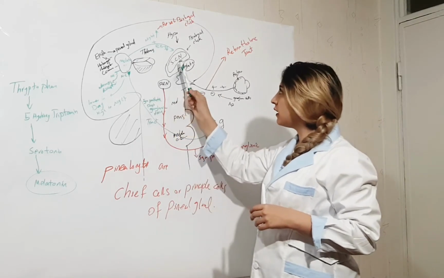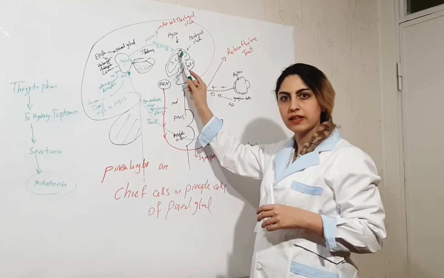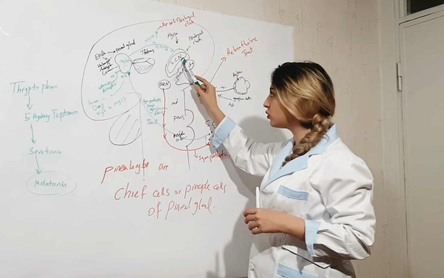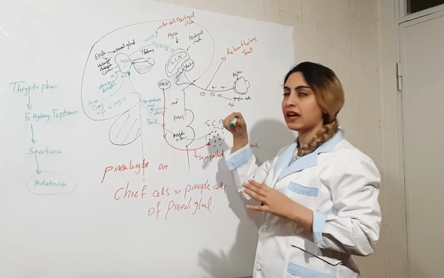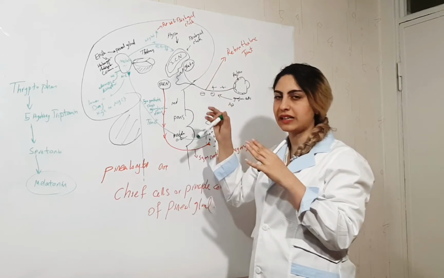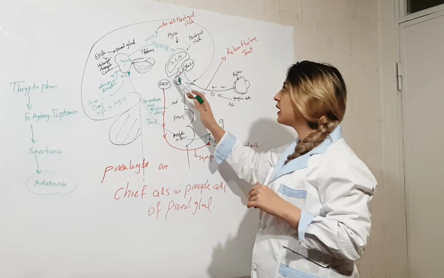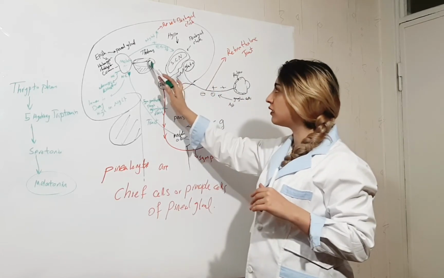Here I have the hypothalamus. The hypothalamus has several nuclei, and for the pineal gland I need the suprachiasmatic nucleus and also the paraventricular nucleus, which have a relation to each other and contact each other in the biological clock pathway. So what happens? First of all, let me introduce you to the rest.